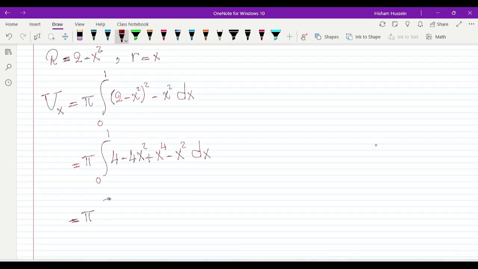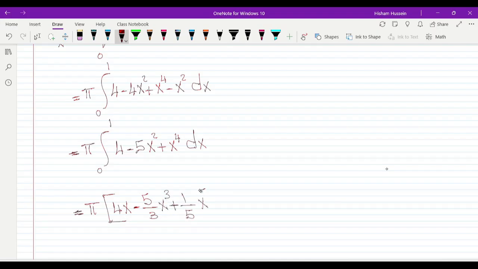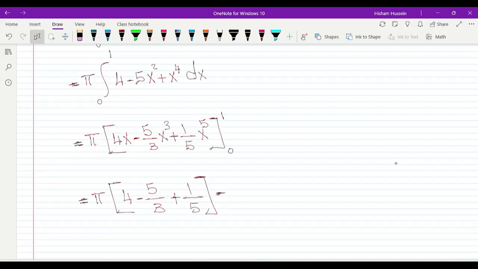Simplify the integrand. It's pi integration from 0 to 1 of 4 minus 5x squared plus x to the power 4 dx. Integrate. This is pi times: what's the integral of 4? It's 4x minus 5 over 3 x cubed plus 1 over 5 x to the power 5, with the limits from 0 to 1. Substitute the limits. This would be pi times 4 minus 5 over 3 plus 1 over 5. This value is the volume of the rotating area.